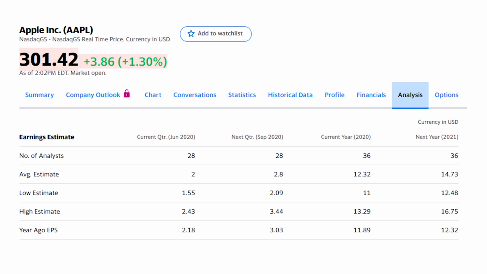You can see the high and low estimate here as well as what earnings were last year. So this gives you an idea of the value in the shares as well. If Apple stock is trading at about $301 per share and the company is expected to produce $12.32 per share in earnings, then investors are willing to pay a price of 24 times those earnings.